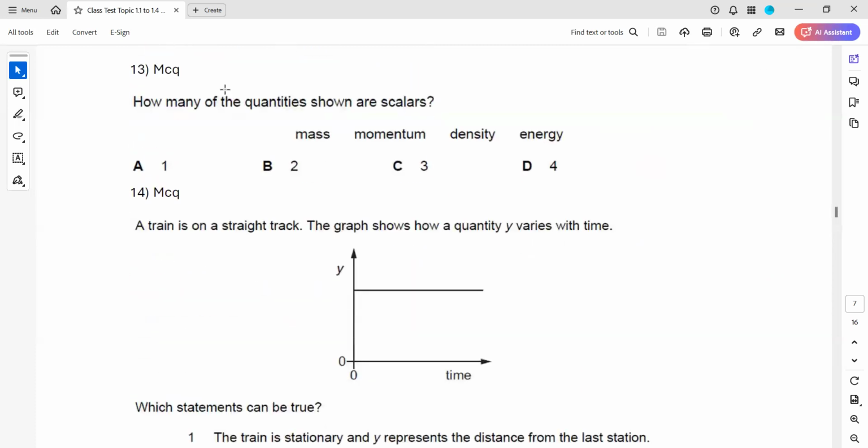How many quantities shown are scalar? Mass is a scalar, momentum is a vector, density is a scalar, energy is also a scalar. So three quantities are scalar here.